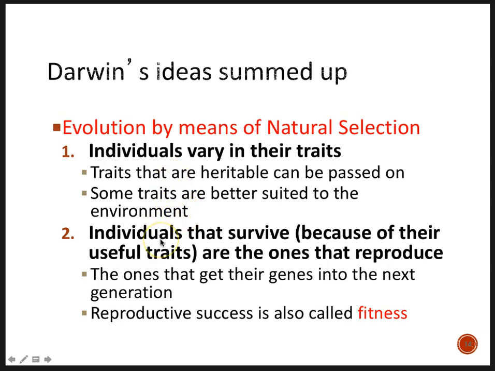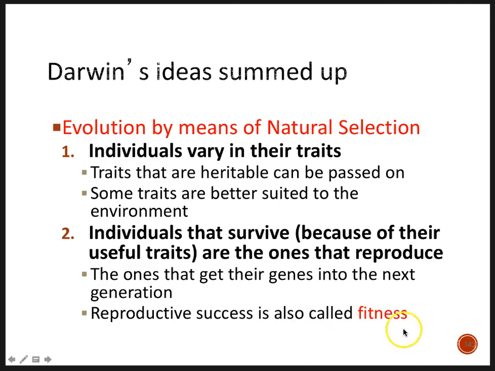Then he also said that individuals who survive because they have these useful traits are the ones that reproduce. That means they get their genes into the next generation, just like those fruit flies that survived the starvation. And so you have differences between one generation and the next, so we're talking about change over time.